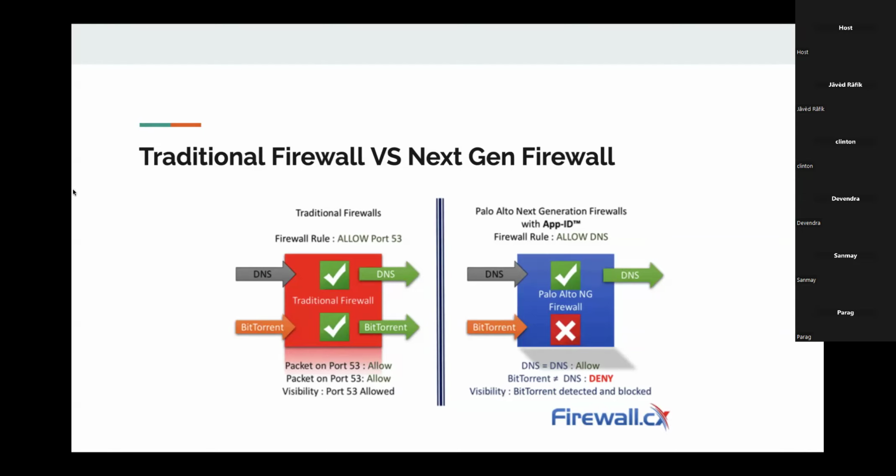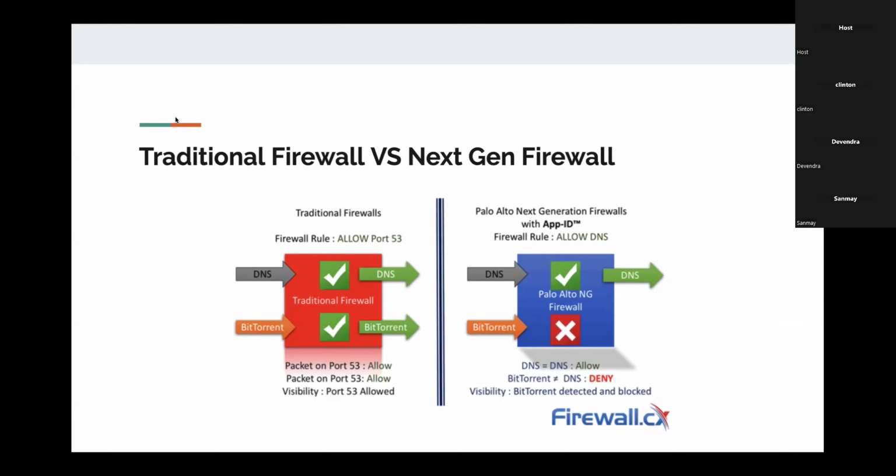Let me try to annotate this so that we can talk. So the data is present at layer 7, right? And the Palo Alto firewall, as you can see, will be able to differentiate based on the data that the traffic is carrying. And the traditional firewalls will just say, okay, allow port 53.